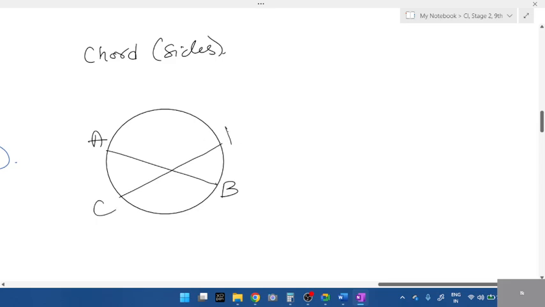I'll take CD. How does this look like? Which kind of alphabet? X. For X, what did I tell? Vertically opposite. This opposite also will be 100. AB is a straight line. If AB is a straight line, what about this angle? 80, very good. If this is 80, this is 80.